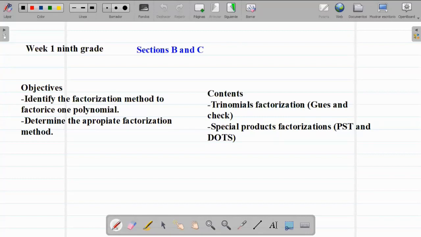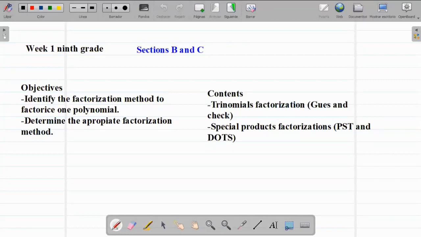But right now, there are two other methods that fit in specific situations where the greatest common factor doesn't work. Those methods are the factorization guess and check, which is related with trinomials factorization. So the method is called guess and check. And the other is related with special products polynomials, which we're going to see as special products factorization. So we will talk about those.